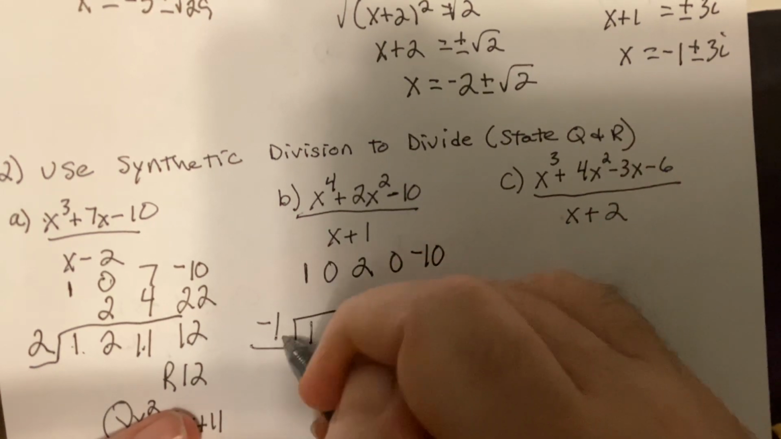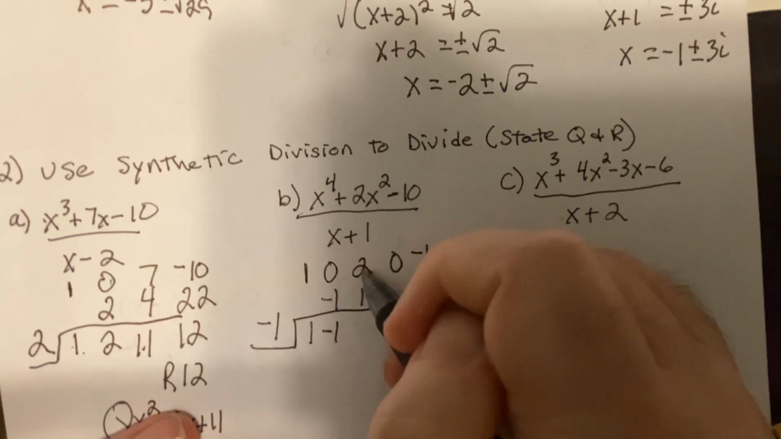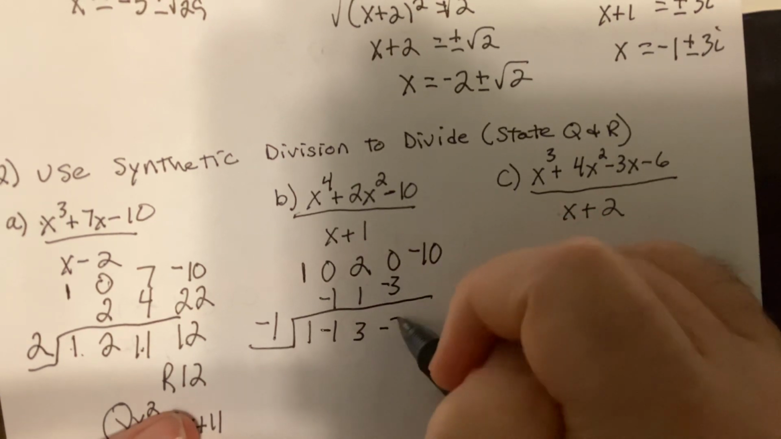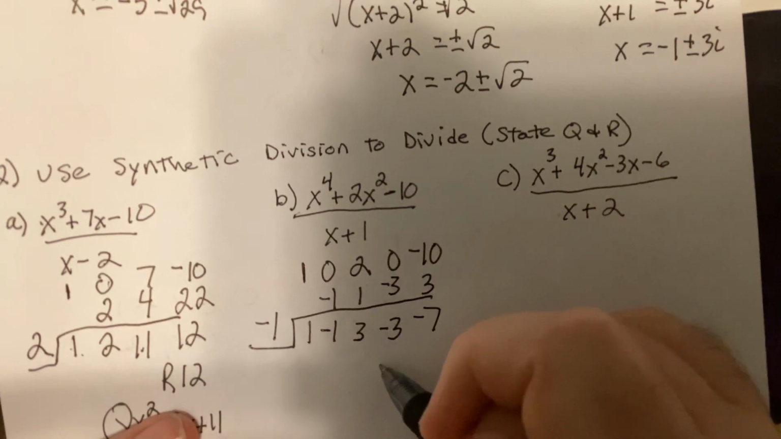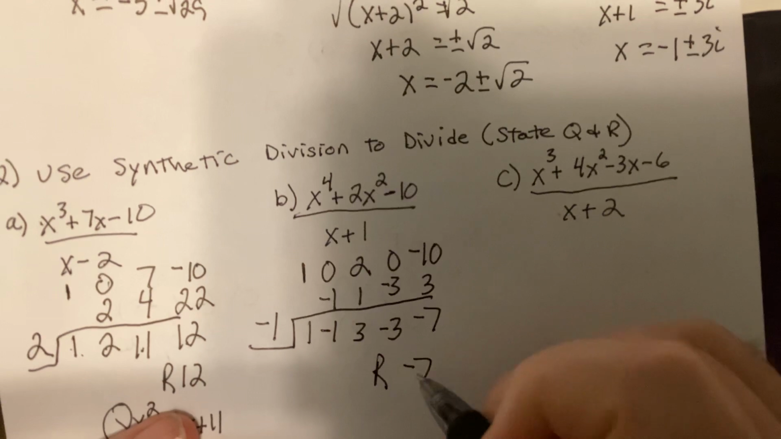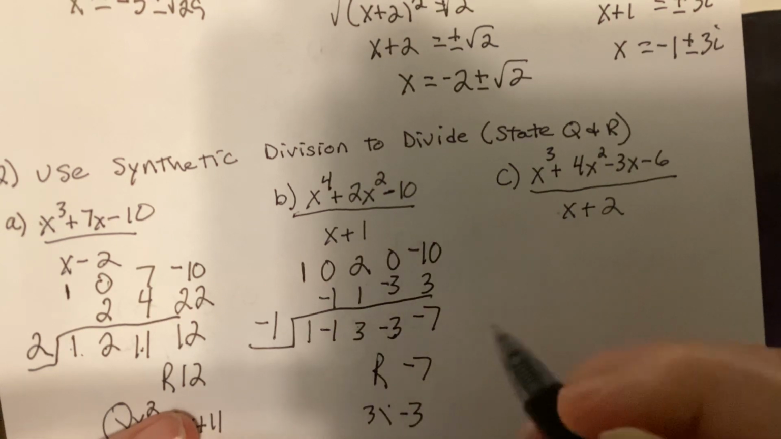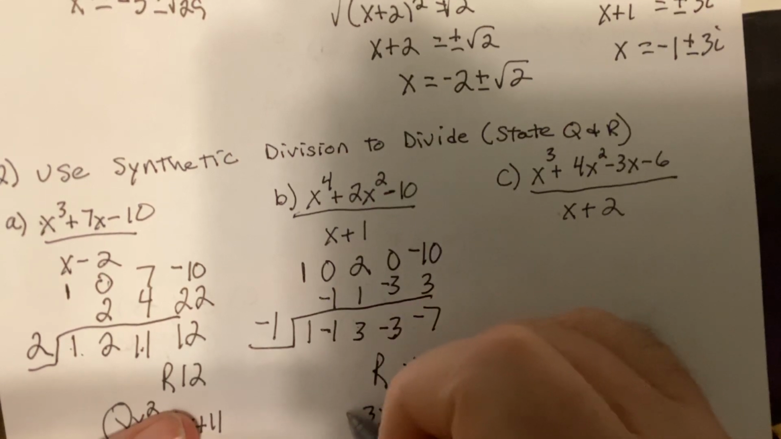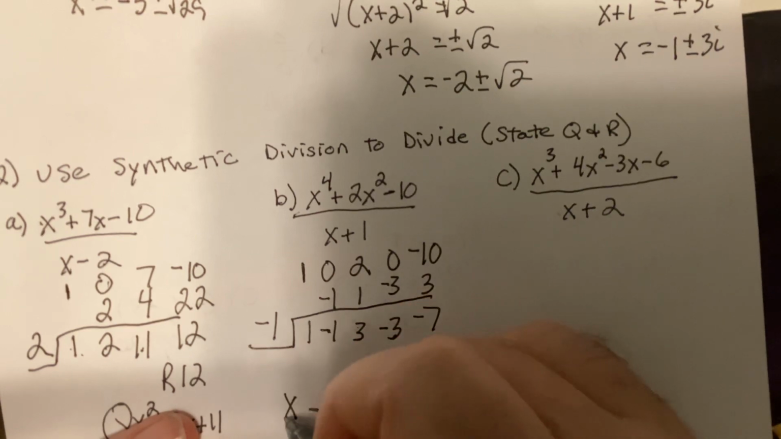So, bring down, multiply, add. Bring down, multiply, add. So the remainder is negative 7. That's your constant. Your x squared coefficient. Excuse me, your x coefficient. I said x squared. I think this is your x squared. And this is your x cubed.